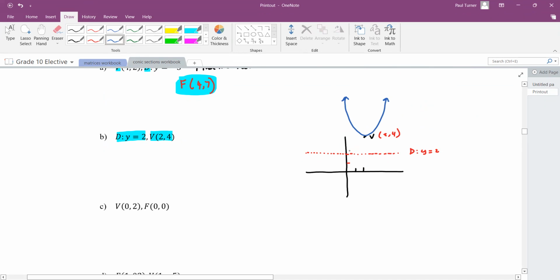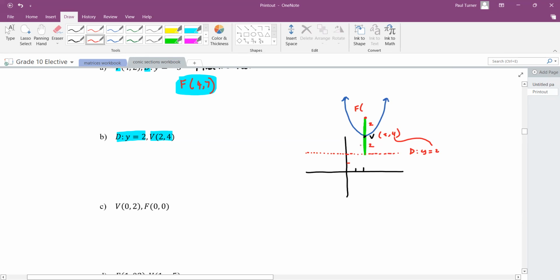So then we look at our distances from your vertex to your directrix, because we want to find the focus. This length here then will be 2 units, because you've got 4 minus 2. So this length is 2 units to the directrix. And then we need to measure equally up to the focal point. So go the same distance up from the vertex. So this is 2 units. This must also be 2 units.